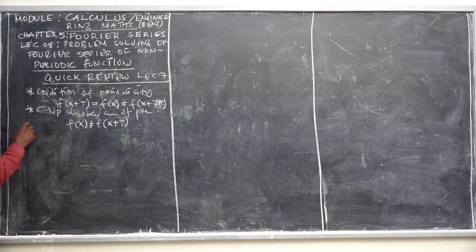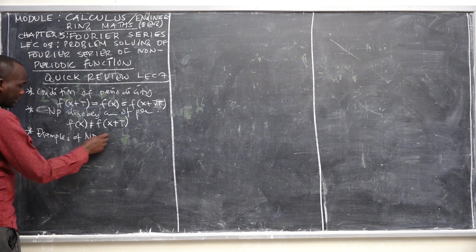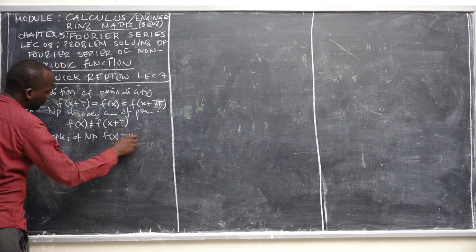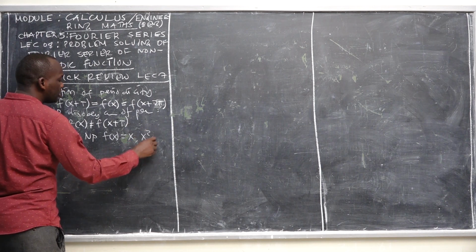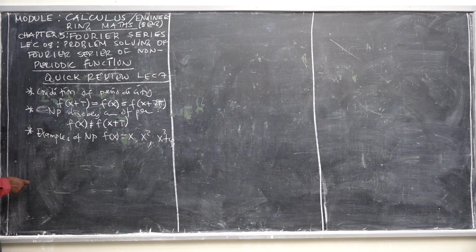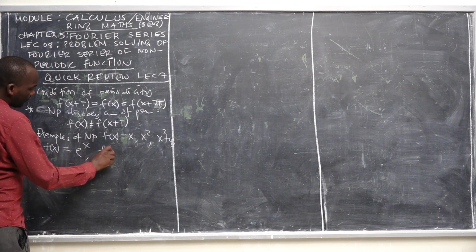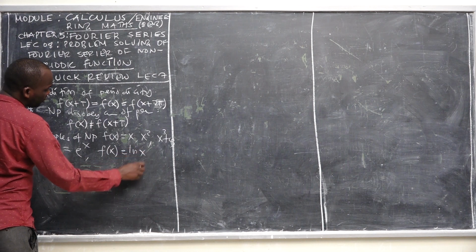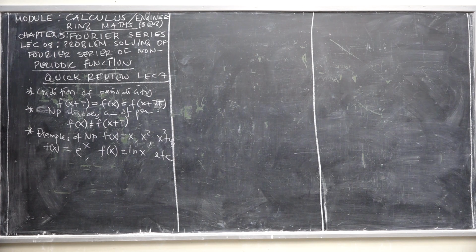Then I gave you some examples of non-periodic functions. If you've been given f of x equal to x, f of x equal to x squared, or f of x equal to x cubed plus 4, or f of x equal to e power x, or f of x equal to ln of x. We have a number of examples of non-periodic functions.